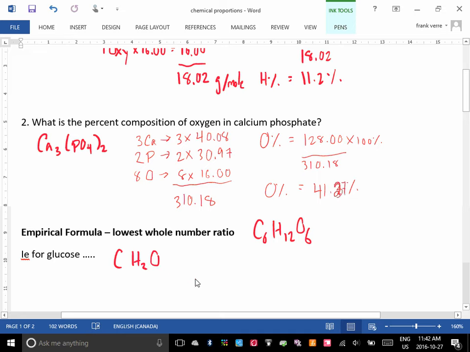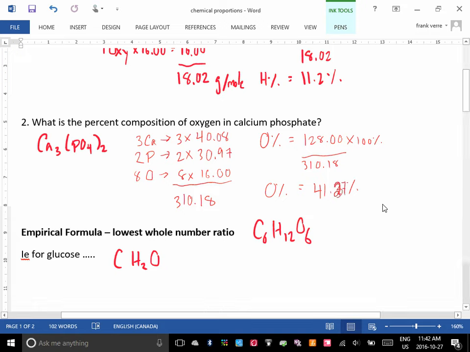So in other words, for glucose, the empirical formula would be CH2O, because if you look, what could we divide everything by? By 6, right? So the empirical formula is just the ratio of the atoms in the formula. It's not the formula. It's just a ratio, okay? So it just says that for every 1 carbon, we have 2 hydrogen and we have 1 oxygen.